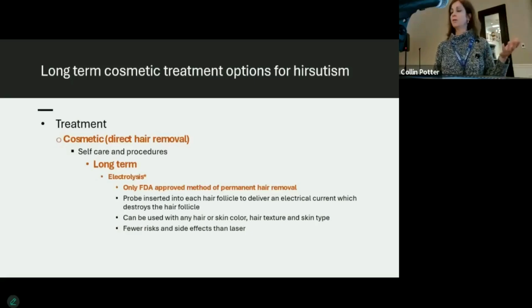But it is a time-consuming treatment, because how they do it is literally putting an electrical current into the hair follicle to destroy that hair follicle. So think about how many hair follicles there are, and how many treatments it would take. That's why it's best for small areas. But the advantage is with respect to skin color, hair color, and skin type, and there's fewer risks and less side effects than the laser.